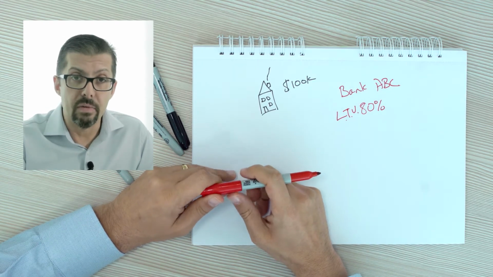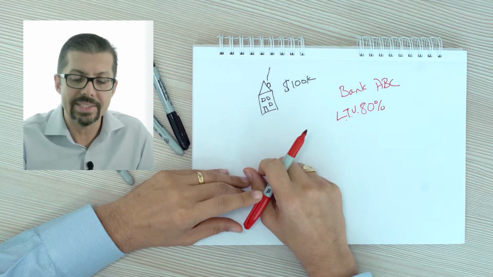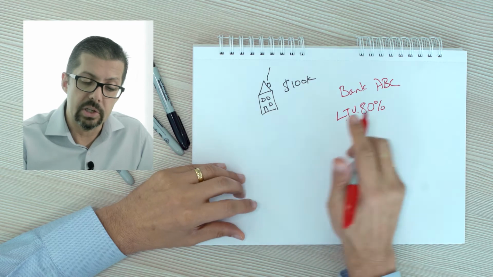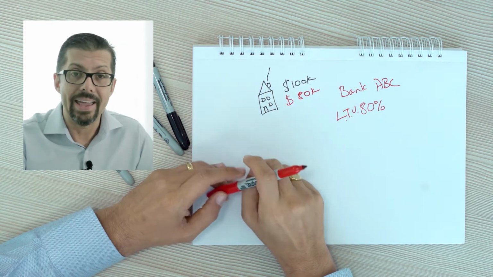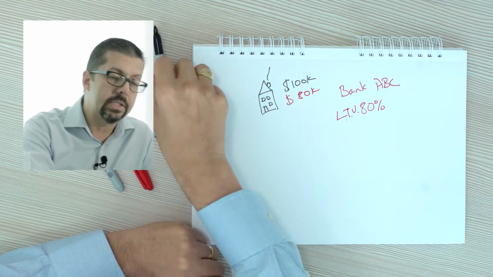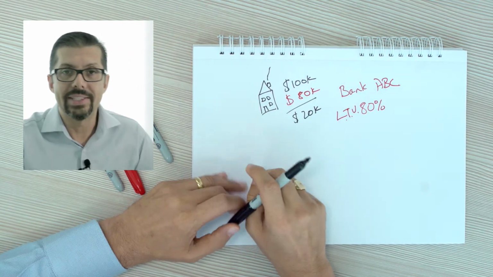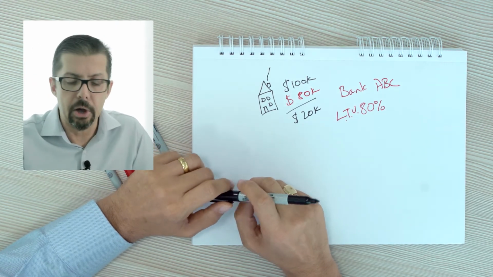It doesn't always work only on value. It's either value or purchase price, whichever is lower. But in this case, let's say the bank agrees with you, the property is worth $100,000 and agrees to lend you $80,000 to buy that particular property. Well, very simple calculation. That means your deposit here is $20,000. So that's how much deposit you have to put down from your pocket.